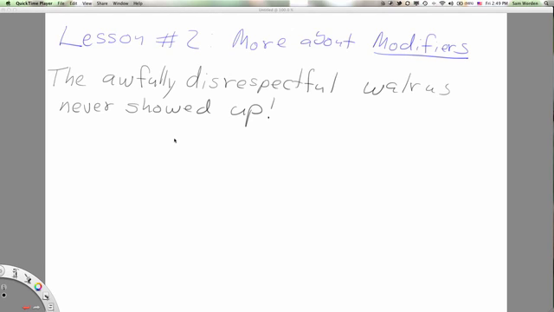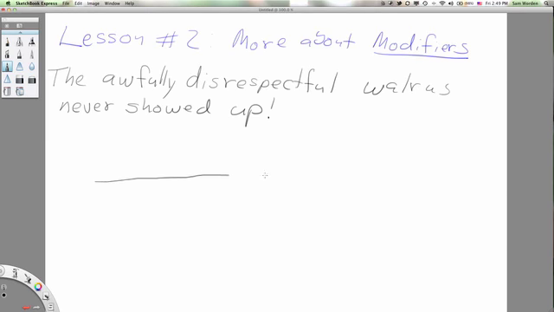Let's go a little further with that. And we'll look at actually breaking a regular sentence down into a diagram. So we have this sentence here. The awfully disrespectful walrus never showed up. Okay, so what do we do first? First we draw our basic diagram. In as straight a line as we can make it.